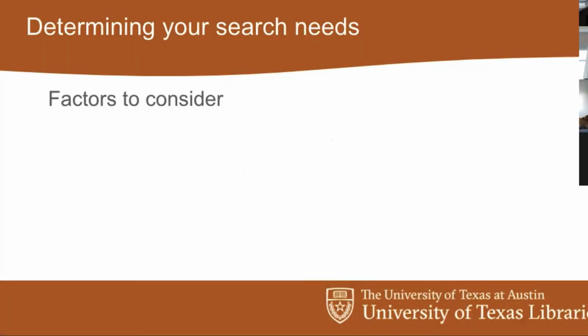Jumping in to determining your search needs. As I said, this is pretty individual, and there are a couple of things to think about as you're determining your search needs. The first is your research question. How broad or how narrow is your research question? Is it interdisciplinary? Is it multidisciplinary? Or is it very specifically in one subject area? And all of these things will help you decide where you need to go to search.